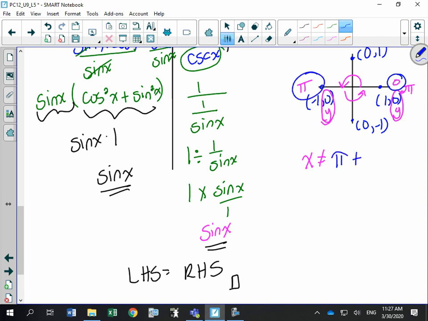plus pi n, right? So my restriction, sine cannot be equal to pi, and I either add pi or subtract pi to write my general solution, and x belongs to the set of real numbers. n belongs to the set of integers. And that would be class example number 2.